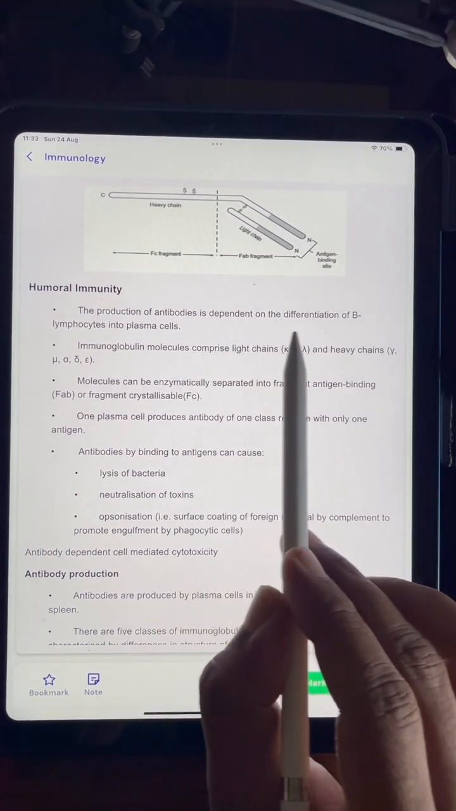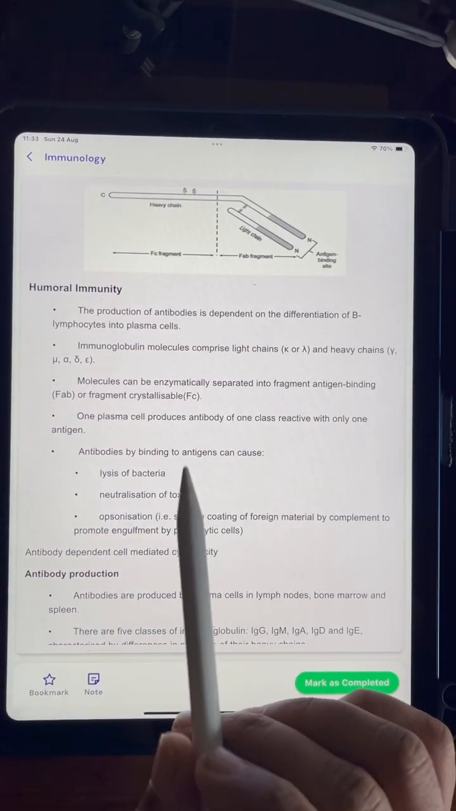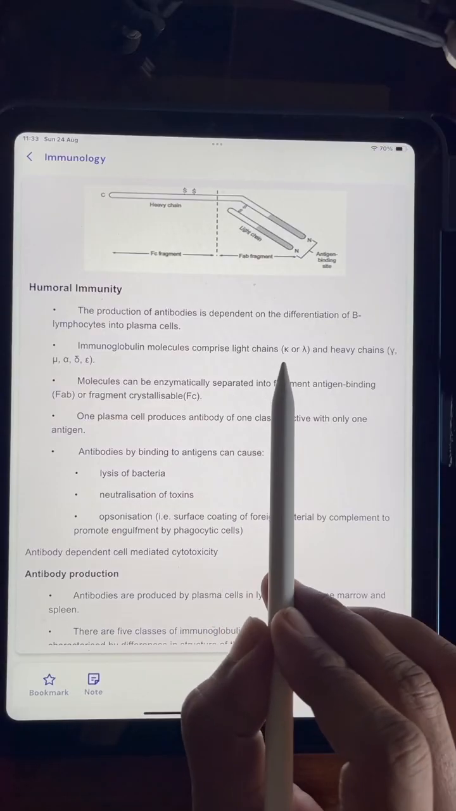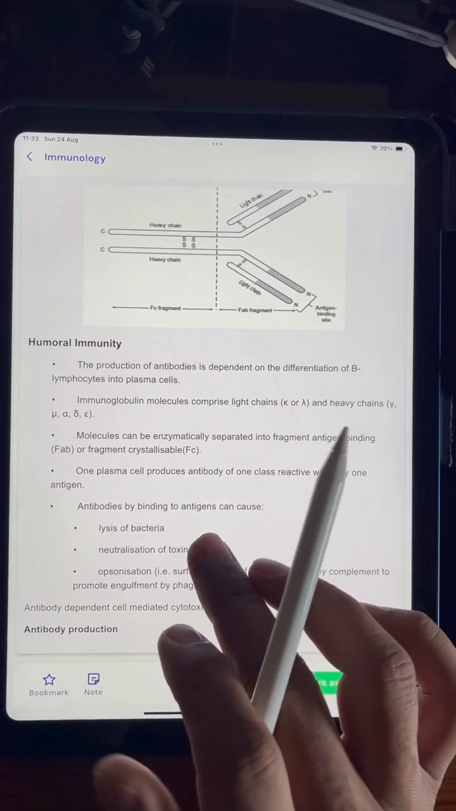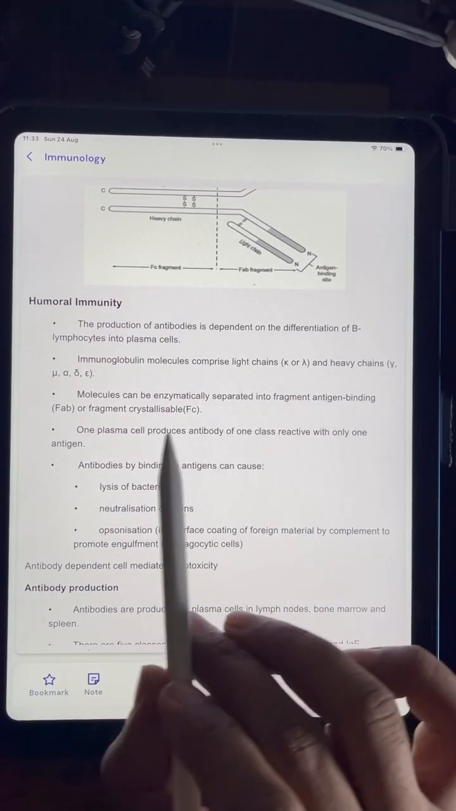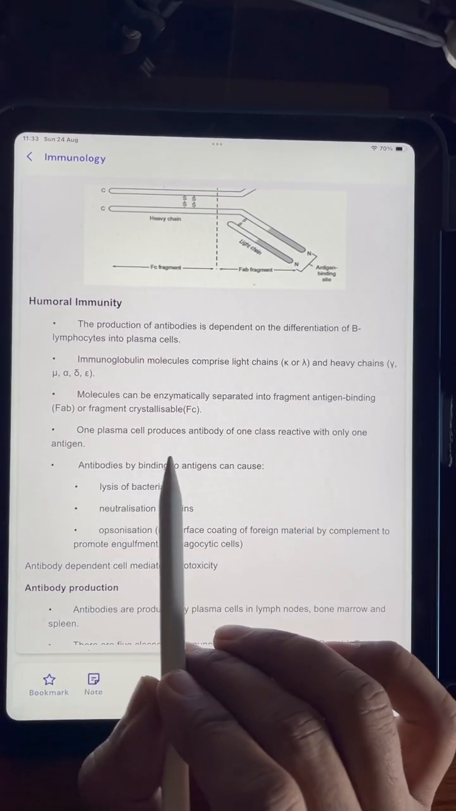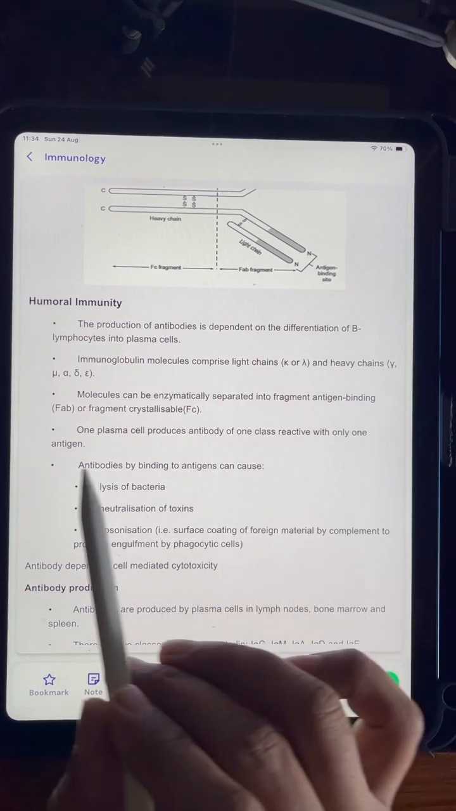Production of antibodies depends on different types of B lymphocytes in the plasma cells. Immunoglobulins are produced by B lymphocytes. Immunoglobulin molecule comprises light chains, kappa and lambda, and heavy chains. These are the heavy chains and light chains. Molecules can be separated into fragment antigen binding. Once a plasma cell produces an antibody of one class, it is reactive with only one antigen.